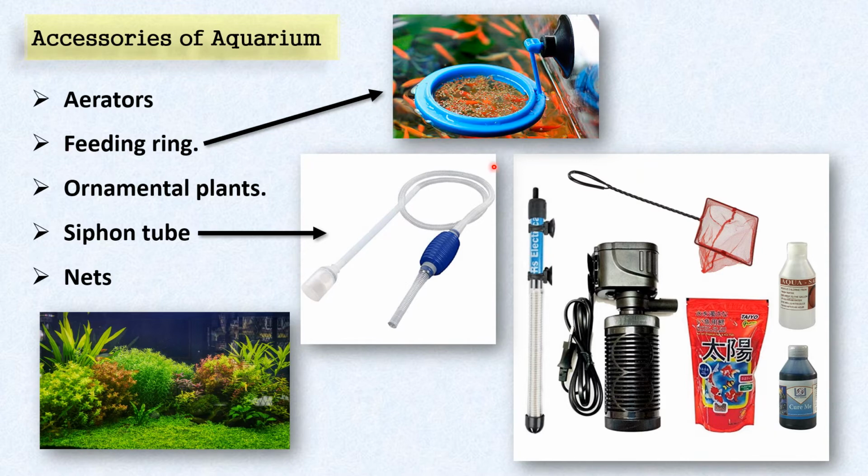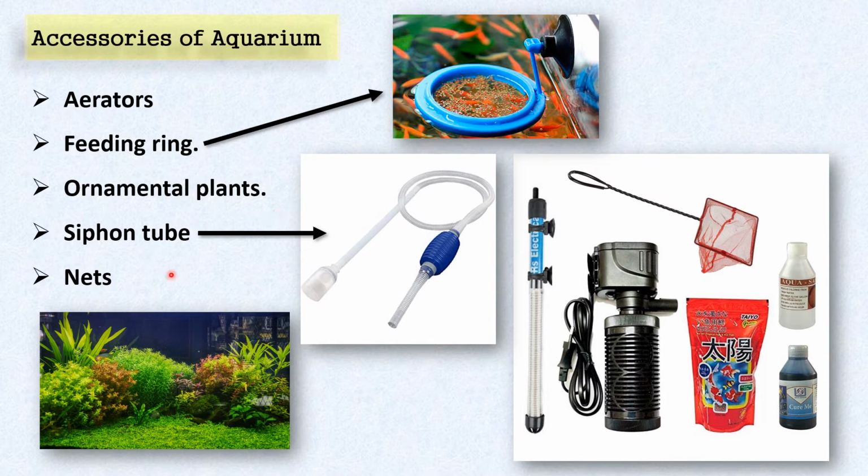Then feeding ring. When we put the food, it will disperse throughout the aquarium surface, or it may dip into the water. So to avoid the dispersal of food, we can install a feeding ring like this. The food we keep inside, and the fishes will come here and take the food. So it will achieve keeping the surface clean.